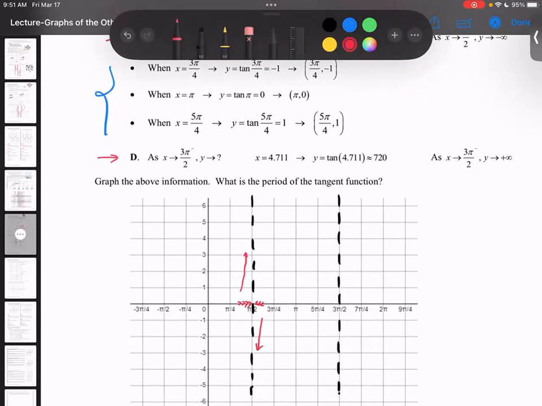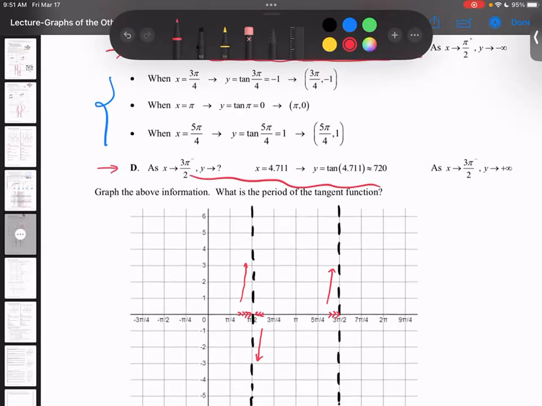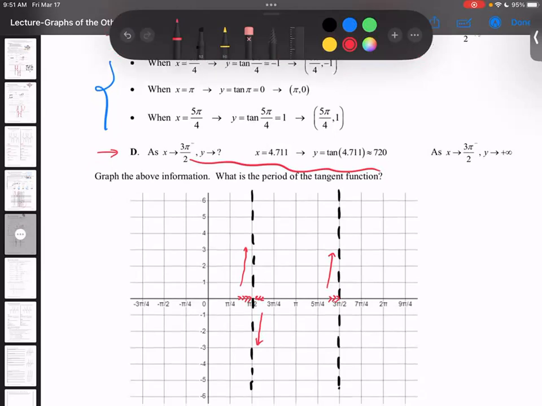As x approaches 3 pi half from the left, I'm going to skip the middle part here. It's just the same thing I've been talking about. Y approaches positive infinity. You can do 3 pi half from the right, but it's not necessary, right? We can just stop it right there because we're not graphing anything more than that.